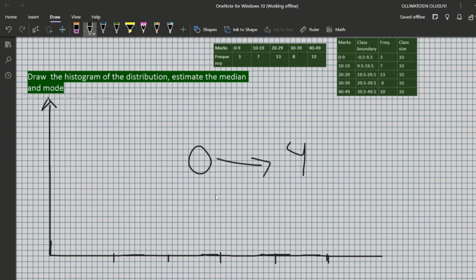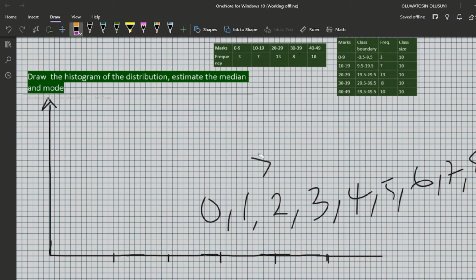What are the numbers that we have? We have 0 first, we have 1, 2, 3, 4, 5, 6, 7, 8, 9. Altogether, what do we have? 1, 2, 3, 4, 5, 6, 7, 8, 9, 10. So the class size is 10, and that is uniform for every other class. So what does that mean? You can just go straight to plot your frequency against your what?